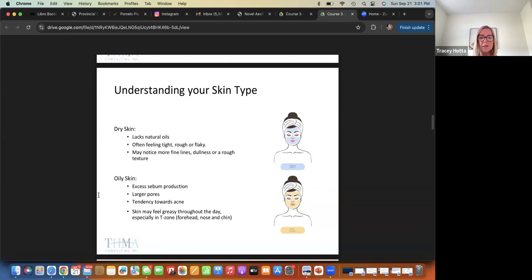So dry skin, what is it? It lacks natural oils. It often feels tight, rough, or flaky. You may notice more fine lines, dullness, or a rough texture. And most people who have dry skin know they have dry skin, actually.